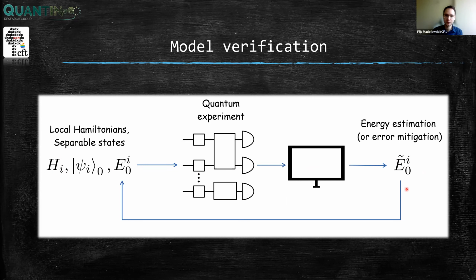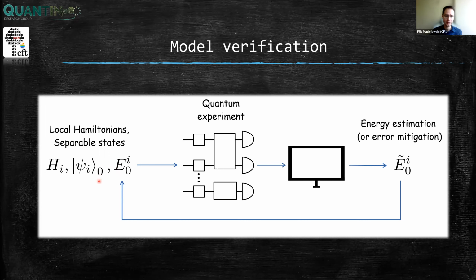And now we do the simplest thing. We simulate this noisy energy and check how well it agrees with the experiment. So the choice of separable states and local Hamiltonians is kind of twofold.